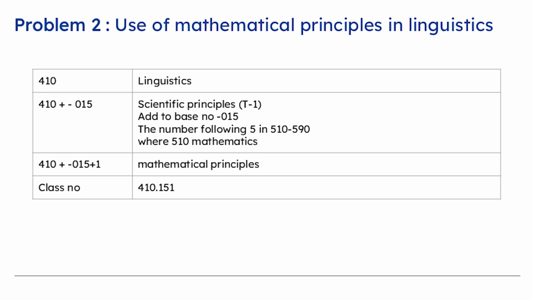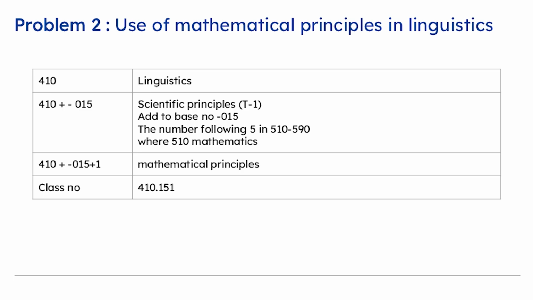So, next we have to write 410 plus -015 plus 10. So, that is mathematical principles in linguistics. Finally, we have to write again by adding the numbers systematically. The class number would be 410.151. That is the class number for this document.